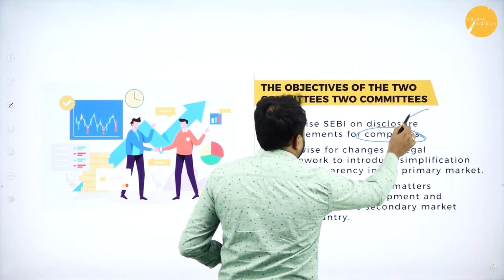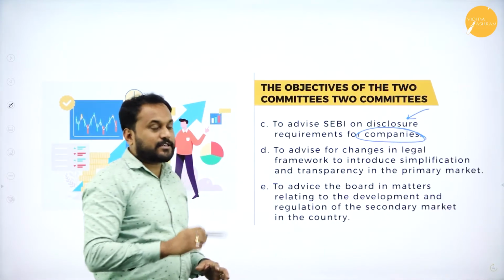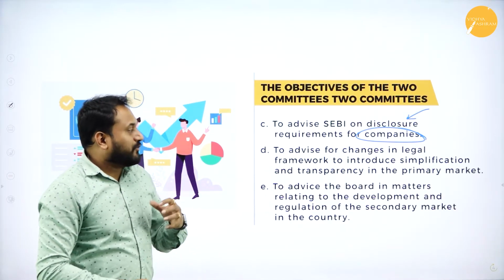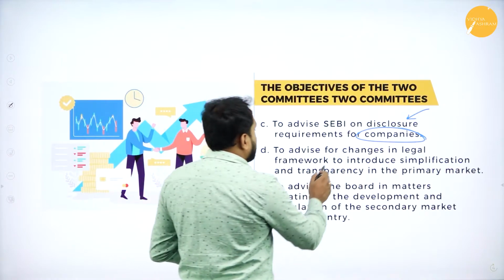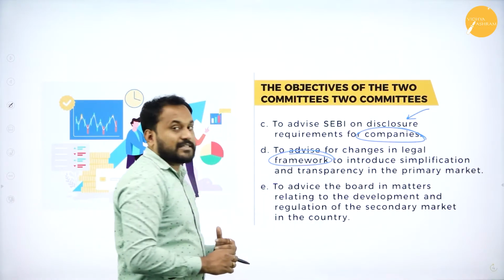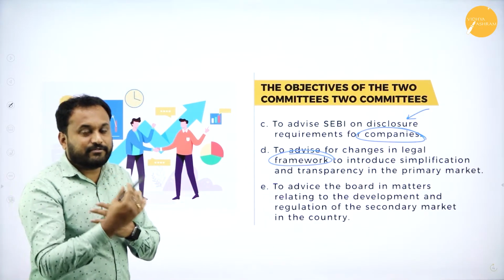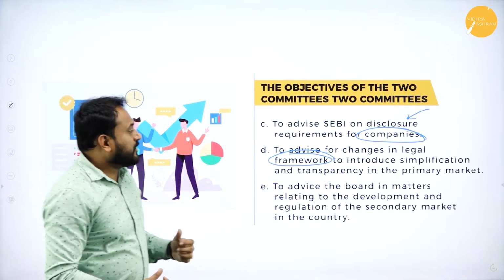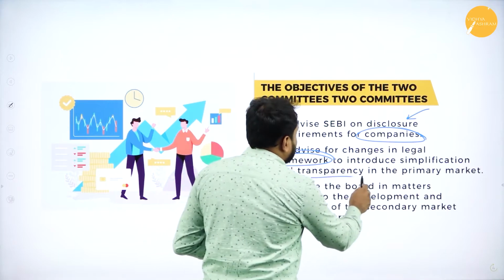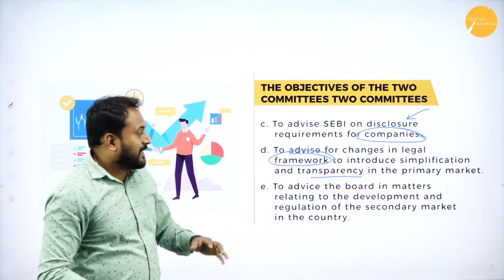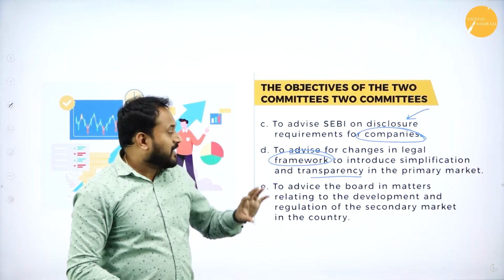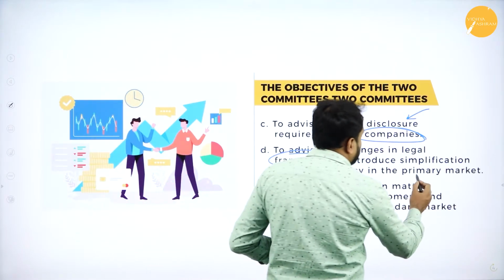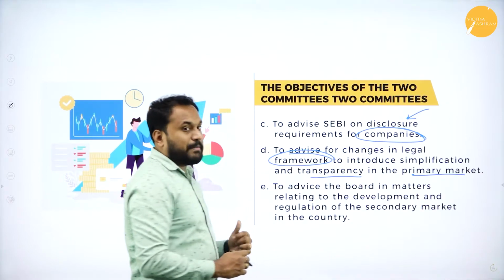If there is any disclosure requirement, that should be actually informed to SEBI. To advise for changes in legal framework. See, after Satyam, what happened was the legal framework also changed. They went with more scrutiny to introduce simplicity and transparency in the primary market. That is simplification and transparency in primary market. So the main idea is what? To improve the primary market.